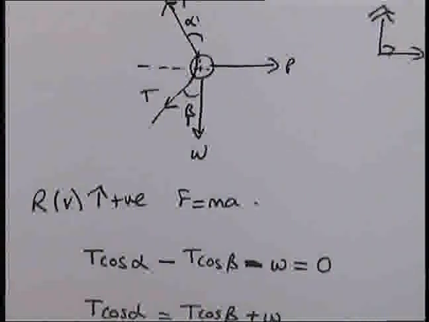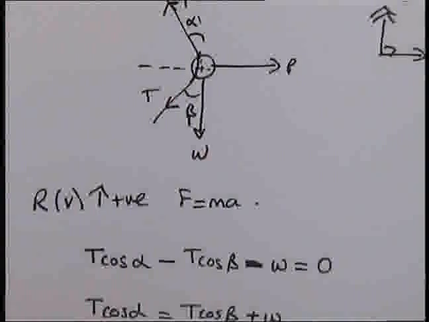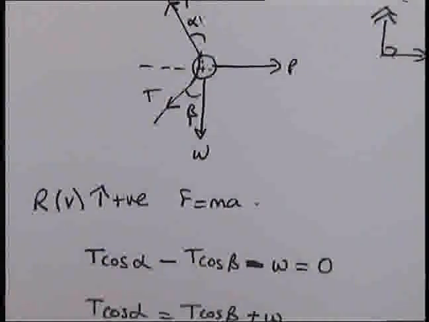Now that means that if these are equal and the T's are the same, then we can write T cos alpha must be bigger than T cos beta, because T cos beta plus W is the same as T cos alpha. Now if the T's are the same, that means that cos alpha is bigger than cos beta.